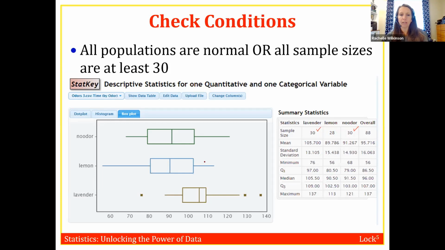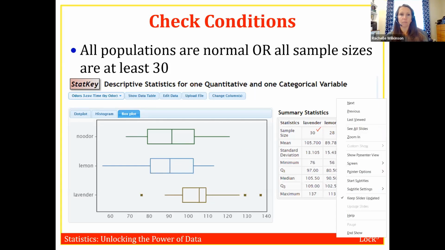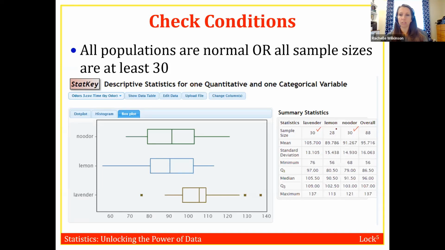So if I look down at lemon on my graph, though, does lemon look reasonably symmetric with no extreme outliers looking at this box plot? Yeah, it looks pretty good. So even though it didn't have a sample size of 30, because the data for lemon was reasonably symmetric with no outliers, then we would say that it meets this first condition.